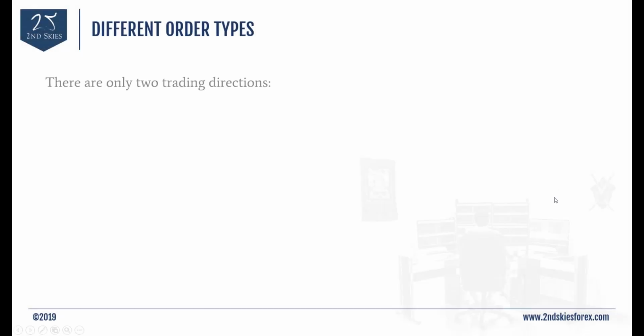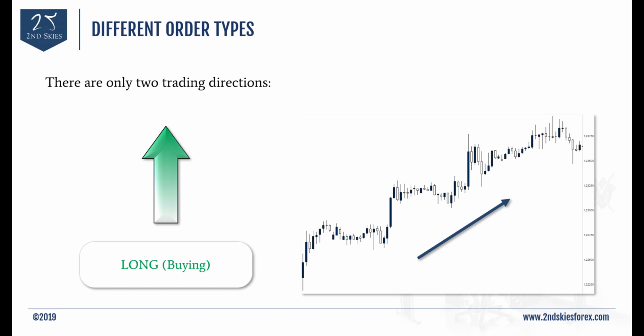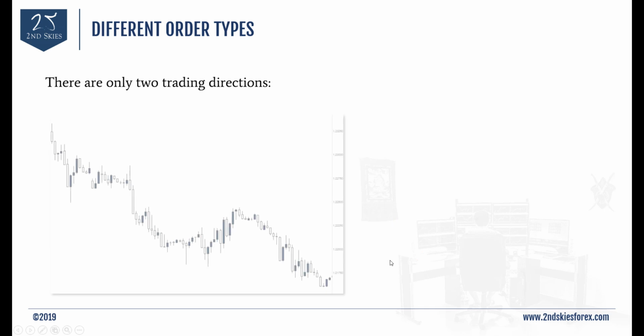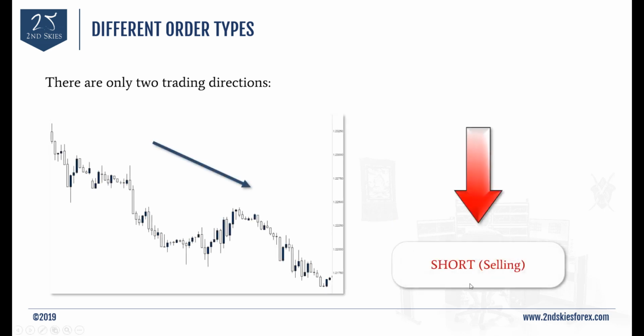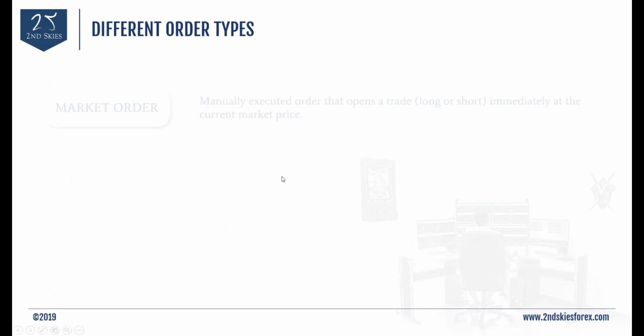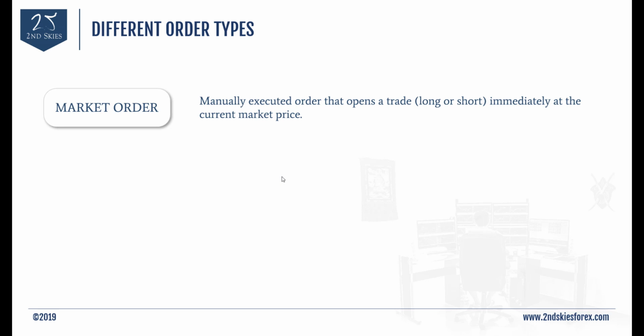Basically, there are only two trading directions in the market. The first one is to go long, which means you're buying in anticipation of a currency strengthening versus another, which means price is moving up. Or you're going short, which means you're selling in anticipation of lower prices. There are two ways to get into such a position, either a long position or a short position, which means buy or sell.